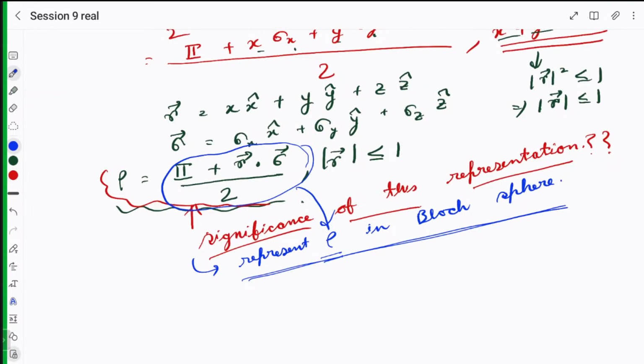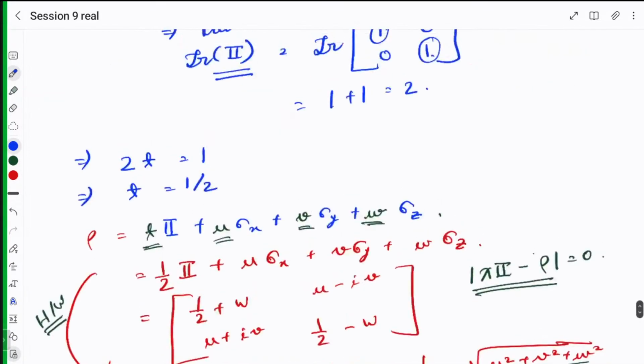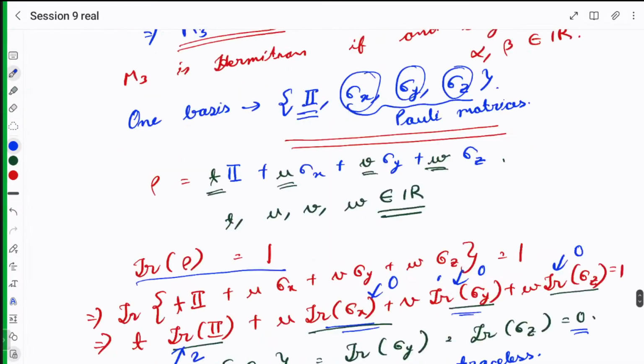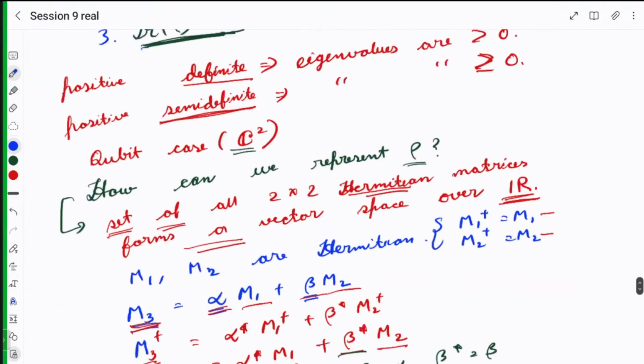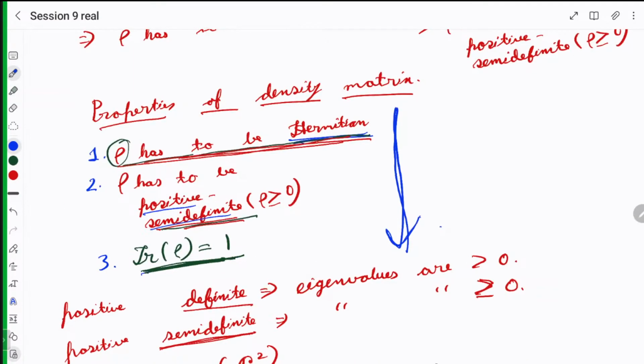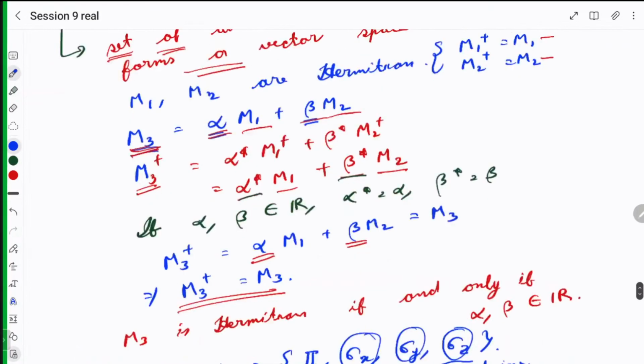Can any operator be represented in this form? No, only the density operator. Or any operator which follows these constraints, basically these three constraints, can be represented in this form. Only if an operator satisfies these three constraints can you write rho in this form.